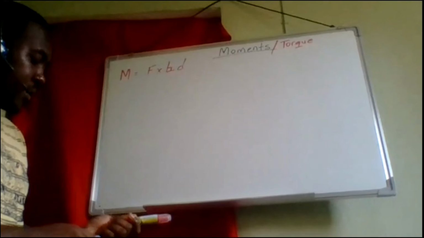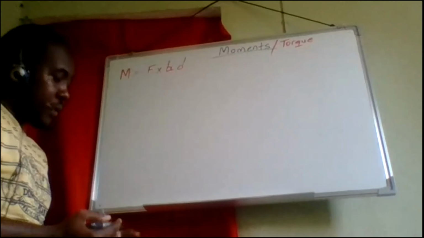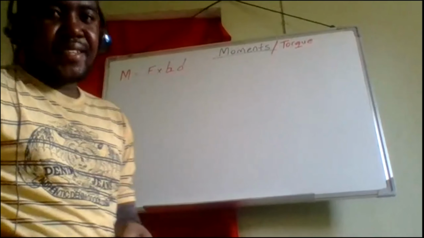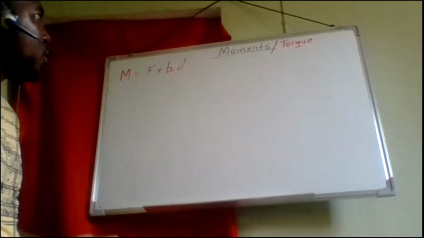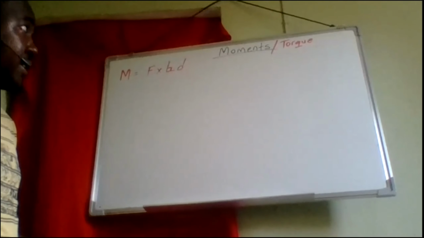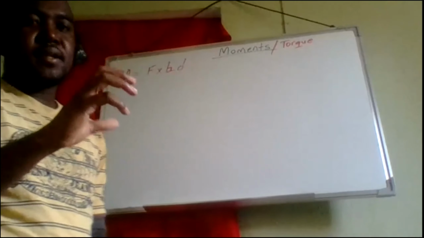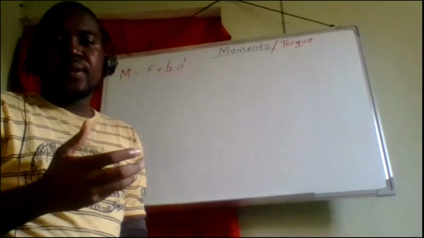So actually, a simple definition of a moment is the turning effect of a force on an object at a pivot point. That's what a moment is. It explains how easily an object can rotate about a pivot point.